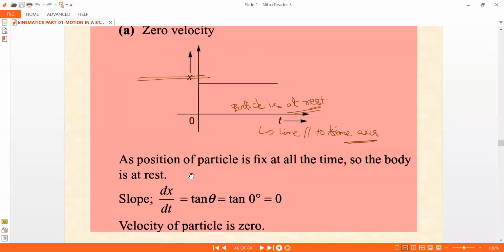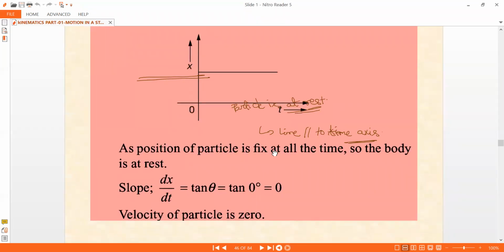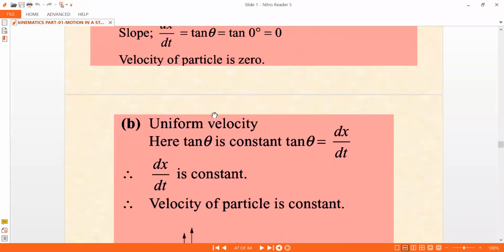So here the explanation is given as the position of the particle is fixed at all times, so the body is at rest. The slope of the graph dx by dt is tan theta, that is tan zero, which is zero. Velocity of the particle is zero. So that is the crux of the first task, right? So next, let us move on.